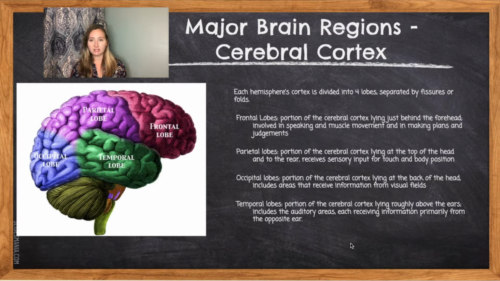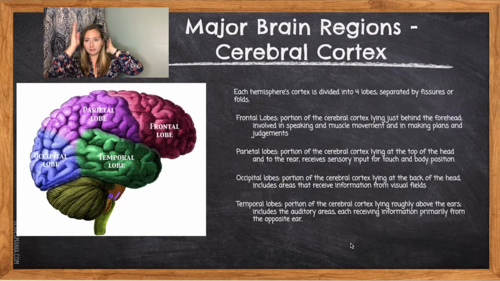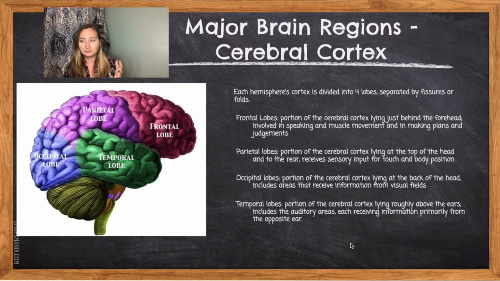Each hemisphere's cortex is divided into 4 lobes. So take your whole brain, right? Split it in half, down the center right here, and you have 2 hemispheres, just like the Earth. Each of those halves of the brain has 4 lobes.